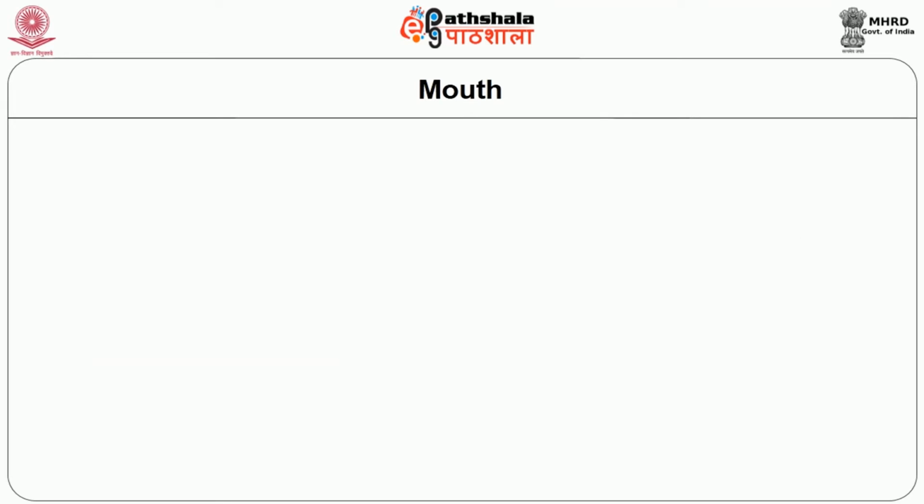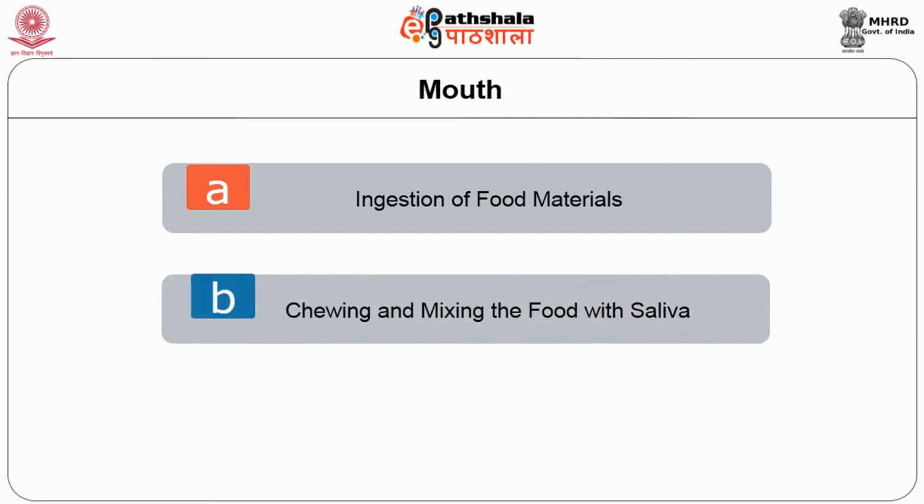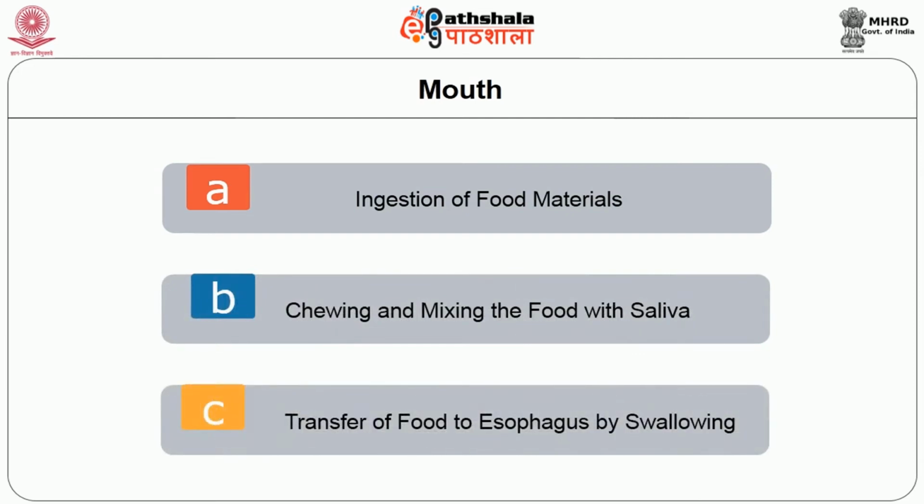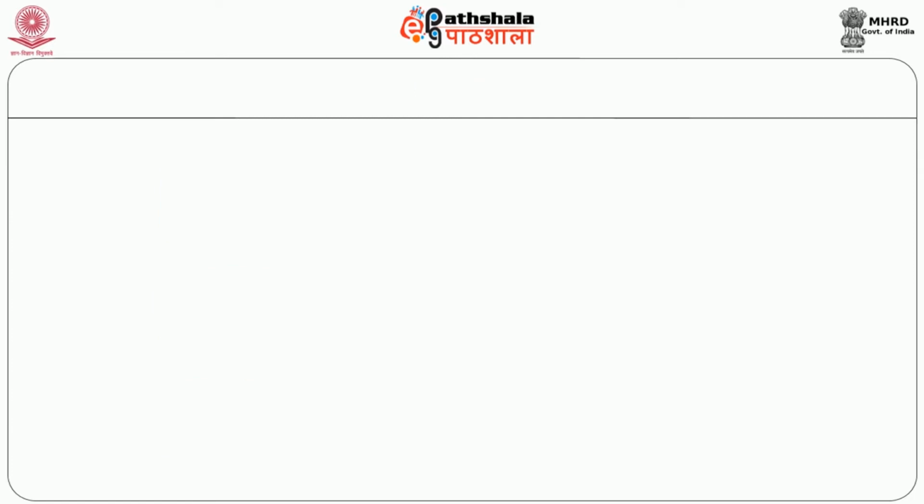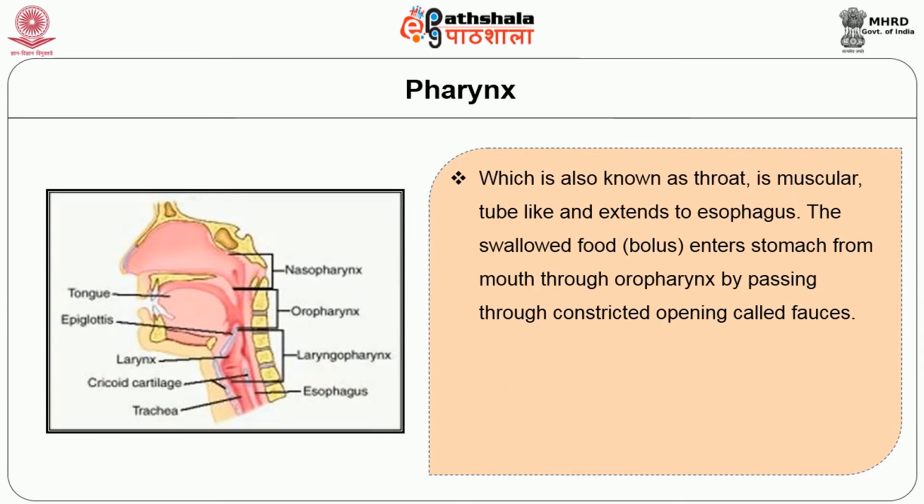Thus, the main function of the mouth is ingestion of food materials, chewing and mixing of food with saliva, and transfer of food to the esophagus by swallowing. Followed by the mouth is the pharynx, also known as the throat, a muscular, tube-like organ which extends to the esophagus. The swallowed food, that is the bolus, enters the stomach from the mouth through the oropharynx by passing through a constricted opening called the fauces.